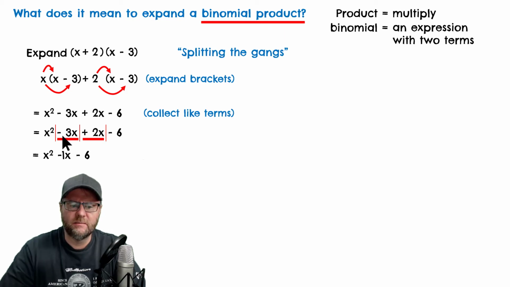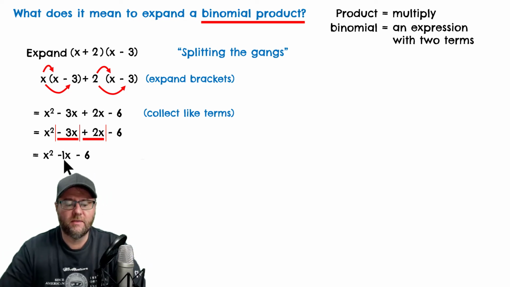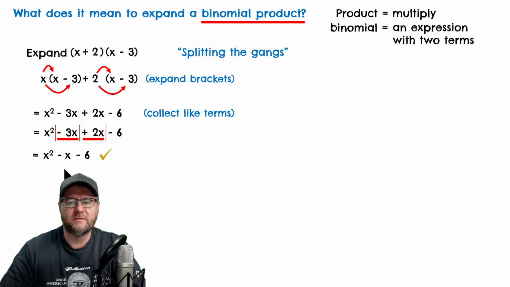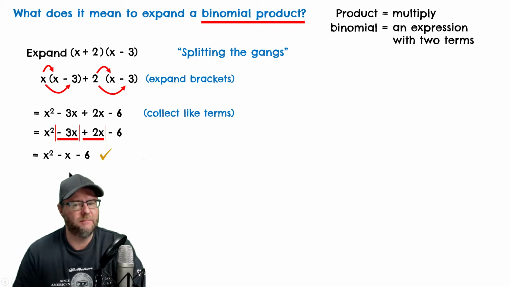In other words, I've just done the numbers, if it helps to think of it that way. Minus 3 plus 2 gives me minus 1, but they were x's, so I have to put the x back in. The very last step in algebra, hope you remember, we don't write the number 1. If it's got a 1 in front of a letter, we treat it as if it's invisible. So minus x is the same thing as minus 1x. We've done it. We've expanded that binomial product.